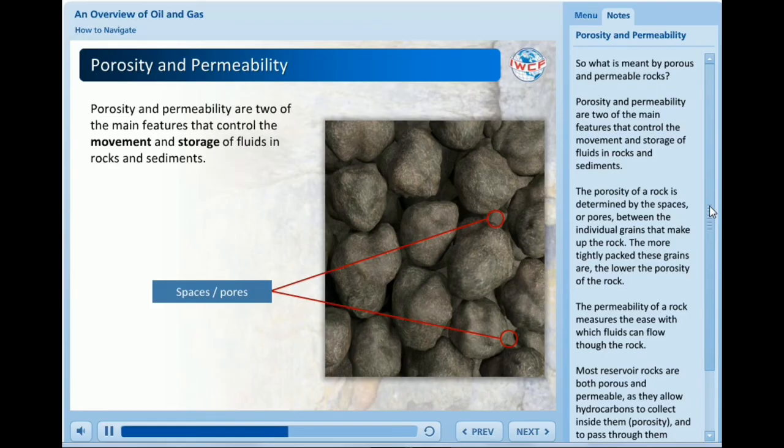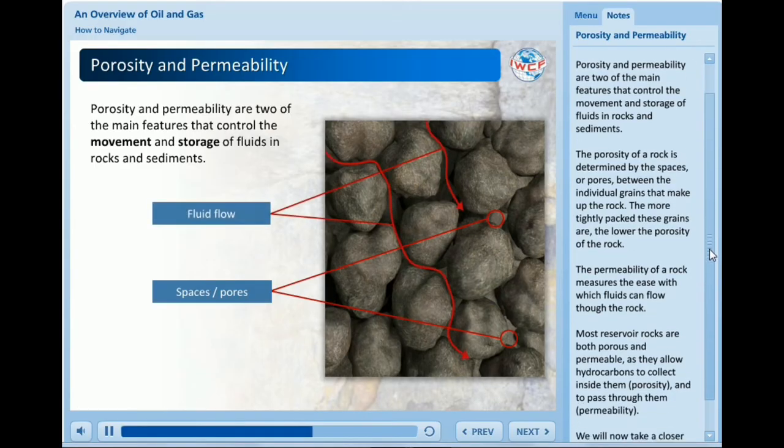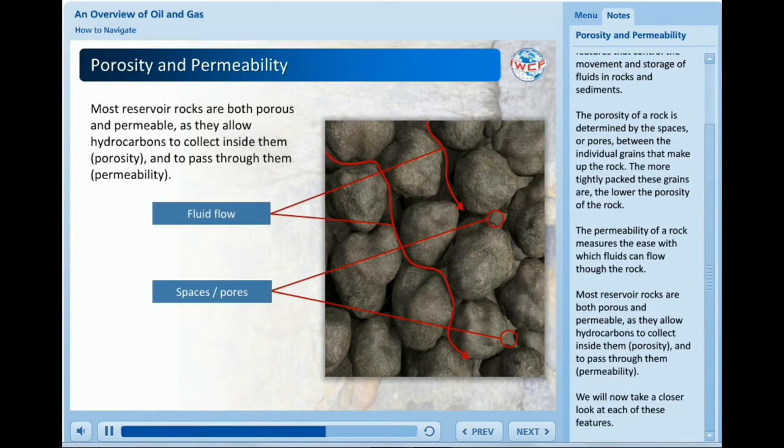The permeability of a rock measures the ease with which fluids can flow through the rock. Most reservoir rocks are both porous and permeable, as they allow hydrocarbons to collect inside them, porosity, and to pass through them, permeability. We will now take a closer look at each of these features.